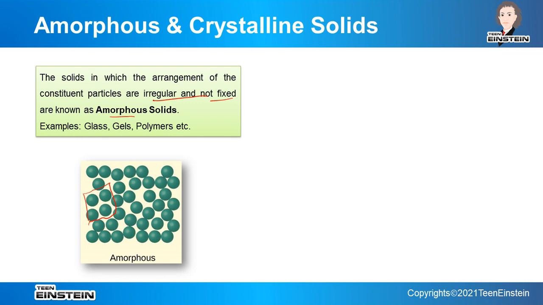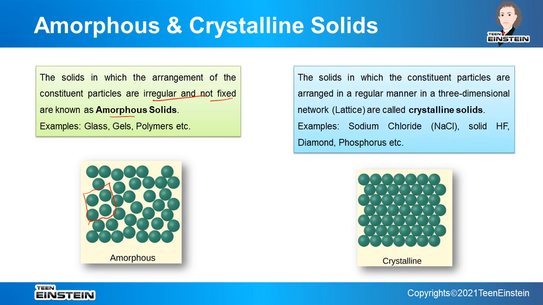Okay, and there is another type, the solids in which constituent particles are arranged in a regular manner, that is, the arrangement is highly ordered in a three-dimensional network, and this network is known as a lattice, and they are also called crystalline solids. So here we have very common examples, that is table salt, NaCl, solid HF, diamond, phosphorus.